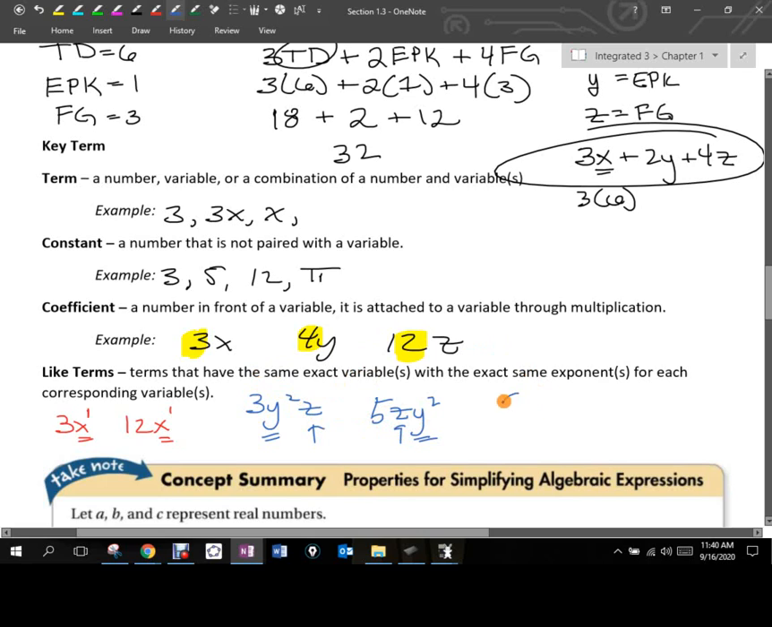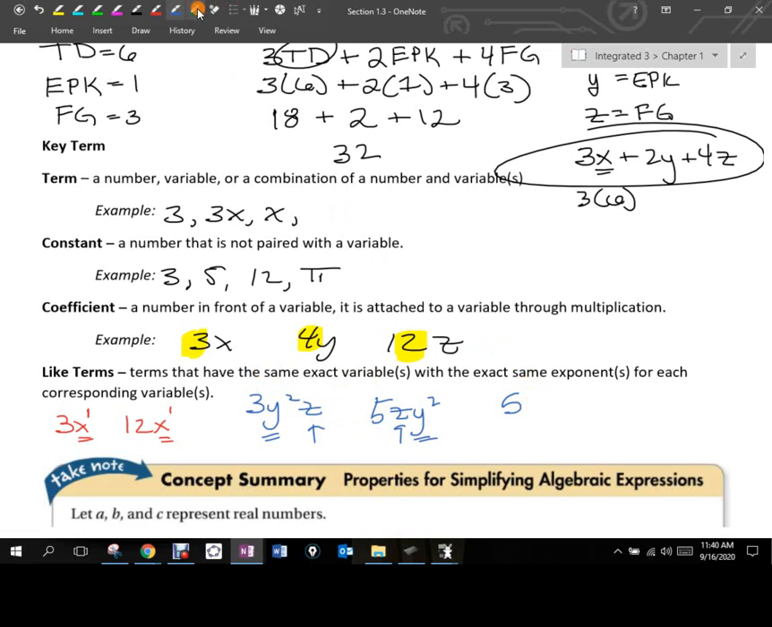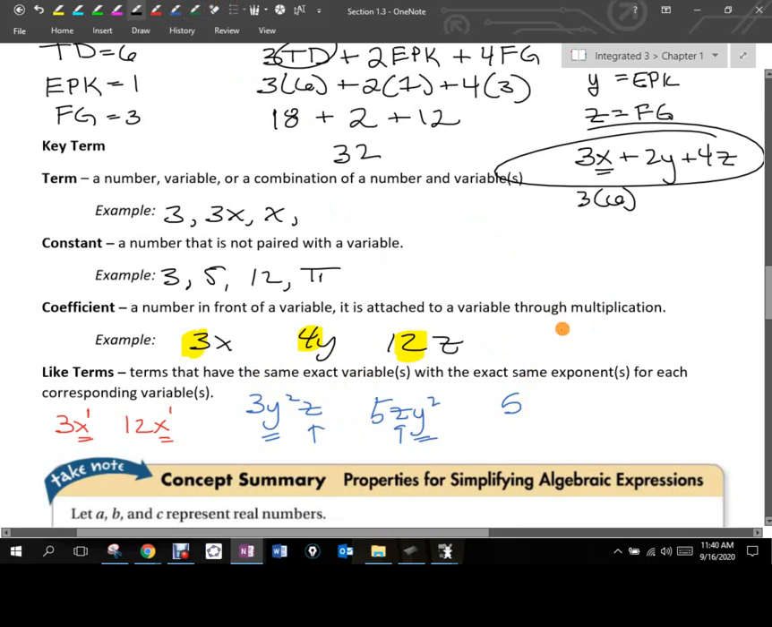What if I go 5xy and 6xy squared? Are those like terms? Why? Because one's squared and the other one is not.